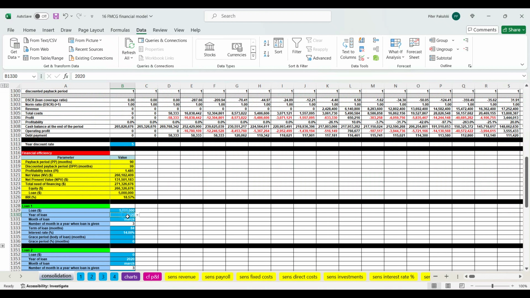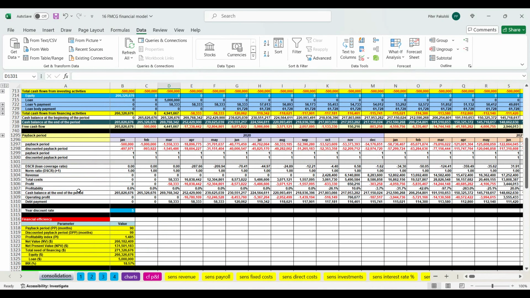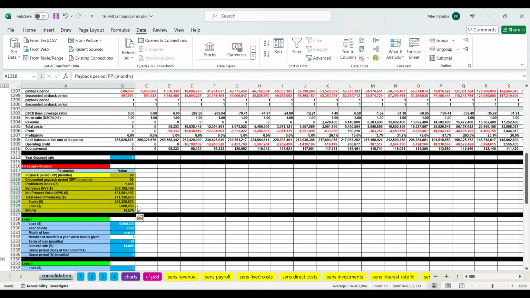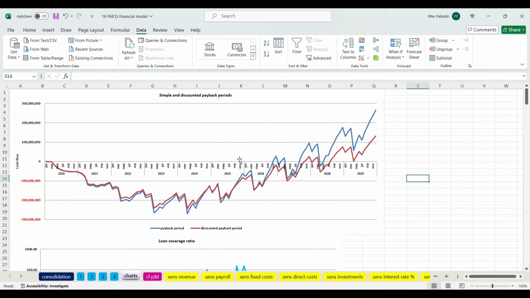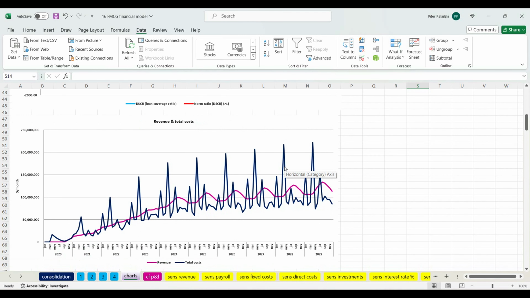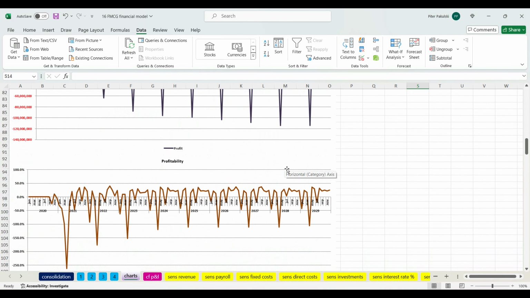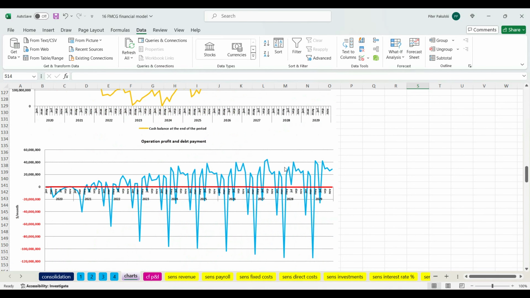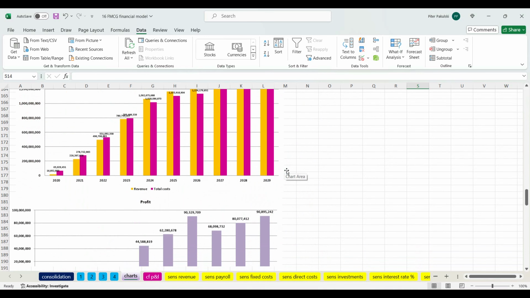Amount of loan, month and year you get it, loan term in months, interest rate, and grace period for interest and body payment of the loan. After cash flow statement, you can see lines with profit and profitability. Then, you can set up the discount rate and look at the final financial efficiency parameters of your business idea. Now you can see the graphic illustration of your business idea. Here we see in monthly detail, simple and discounted payback periods, loan coverage ratio, revenue and total expenses, profit, profitability, cash balance, cumulative profit, operating profit, and loan payment.